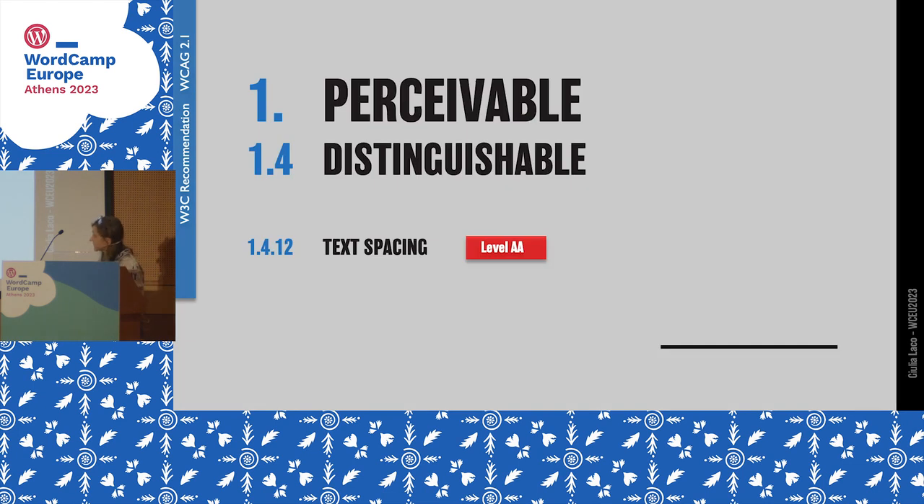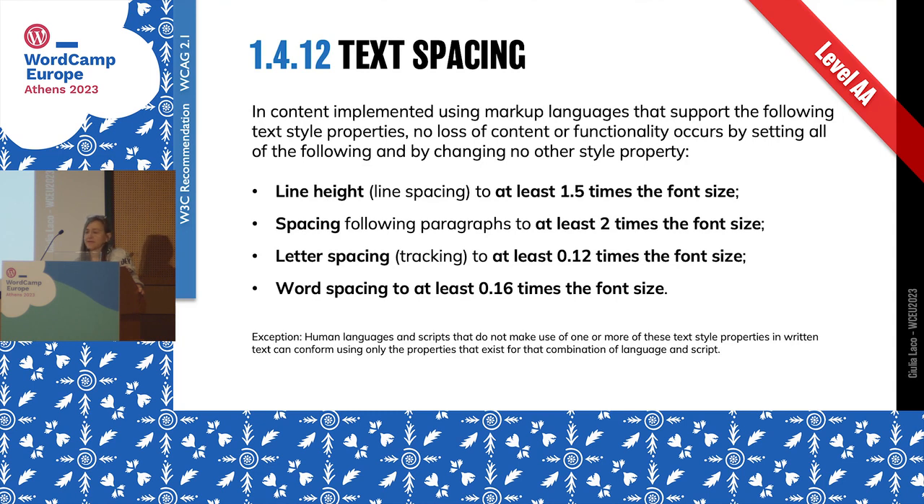Then we have text spacing, level A. This helps readability as well. So the line height, the spacing between one paragraph and another, or the letter spacing, the space between the characters, or the word spacing, the space between the words. These are all CSS properties that we can use, or are some sliders we have in our graphic app.